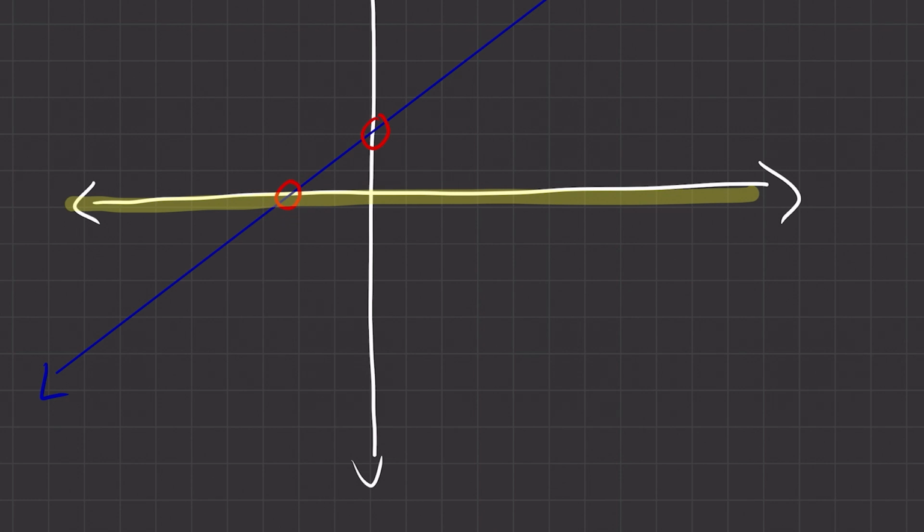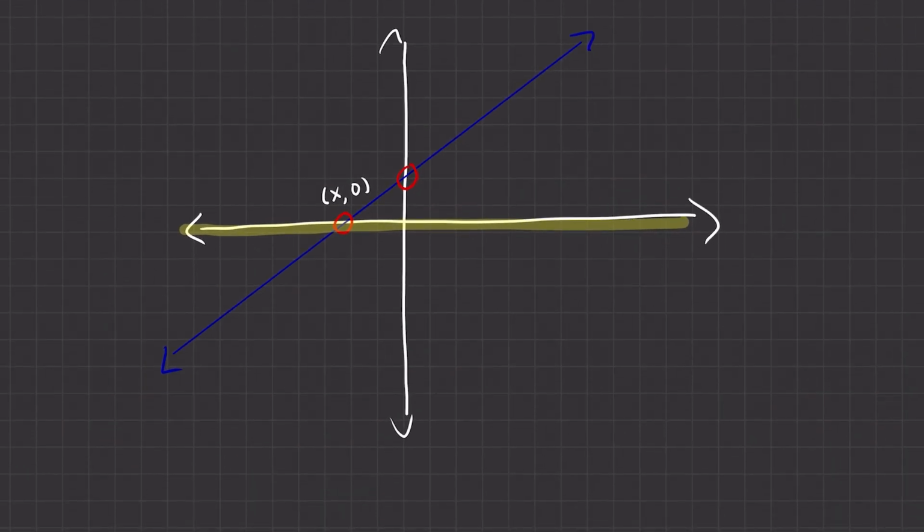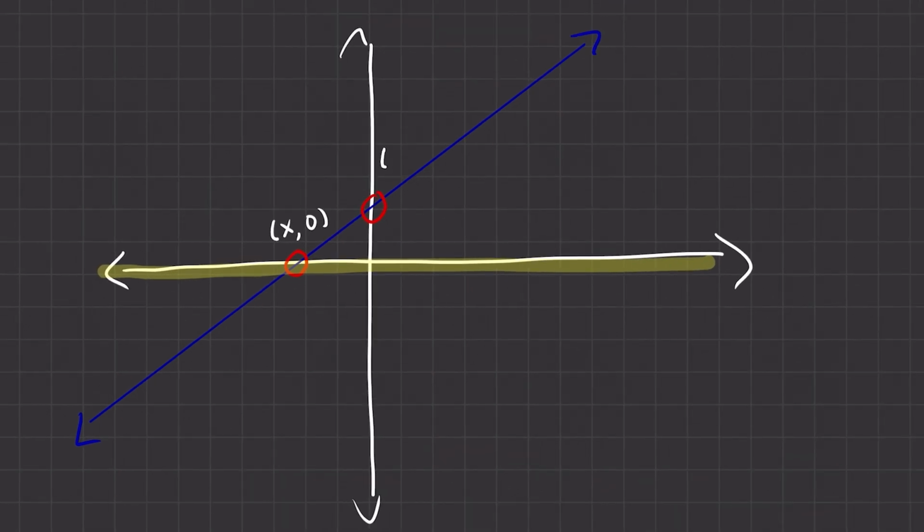And we will say that it's in the form (x, 0). And then over here, we see that the line crosses the y-axis, and it's in the form (0, y), right? Because this is some sort of x value, and of course the y value for this particular point is 0. And then here, we can see that this point contains a y value with x being 0.